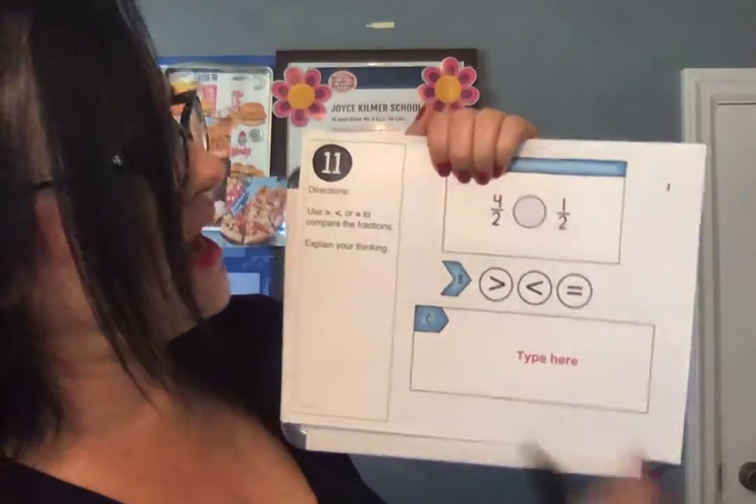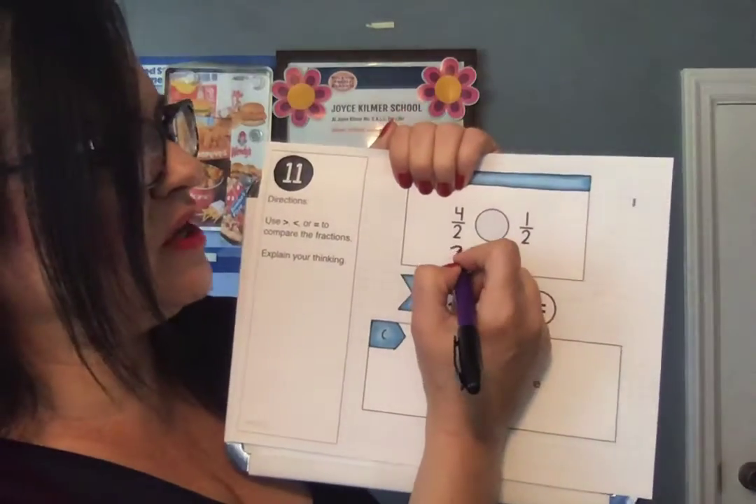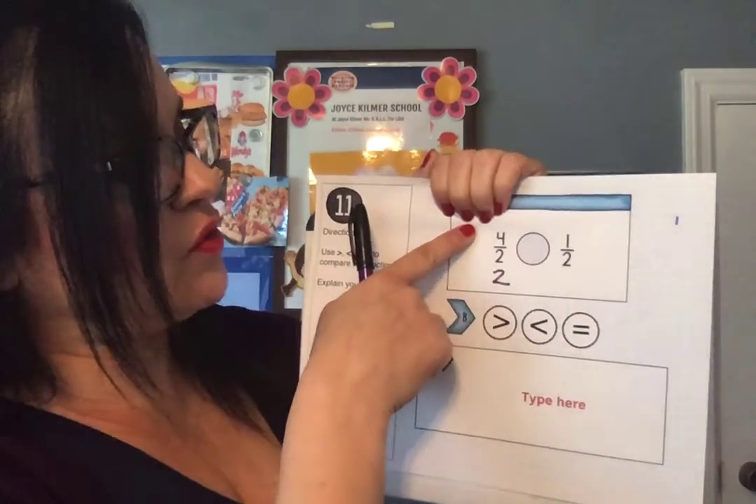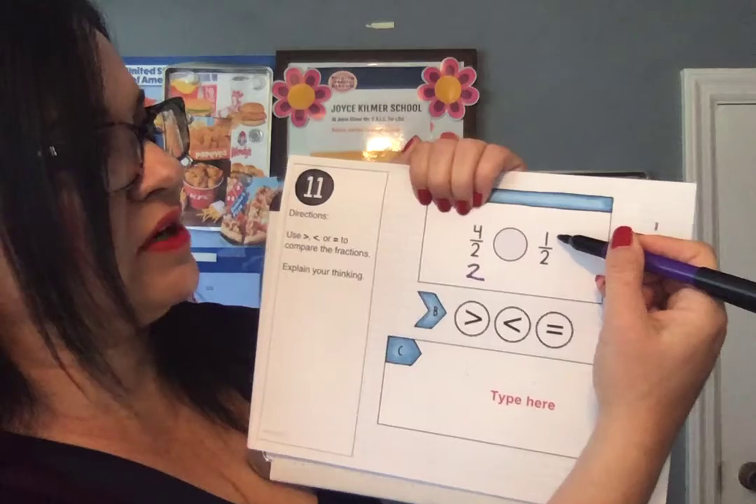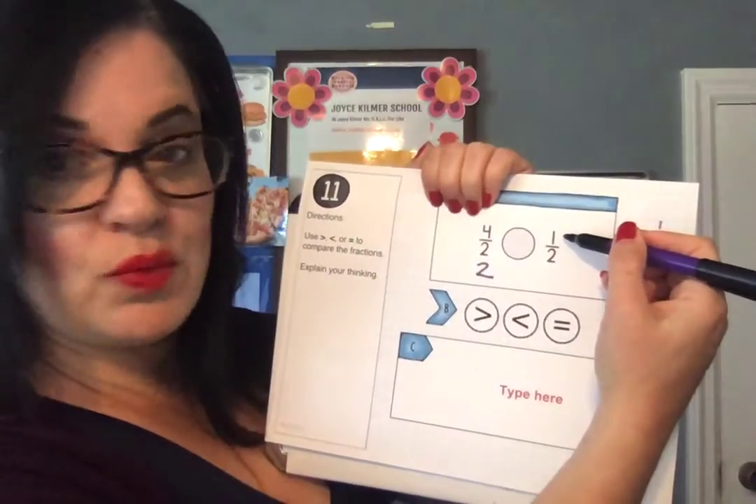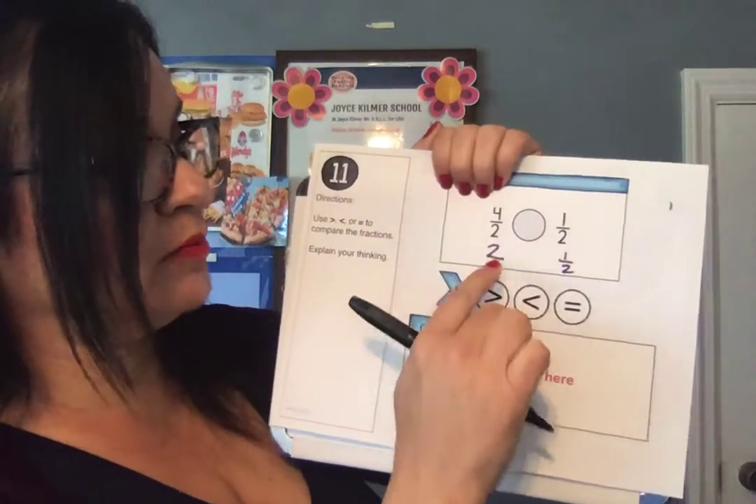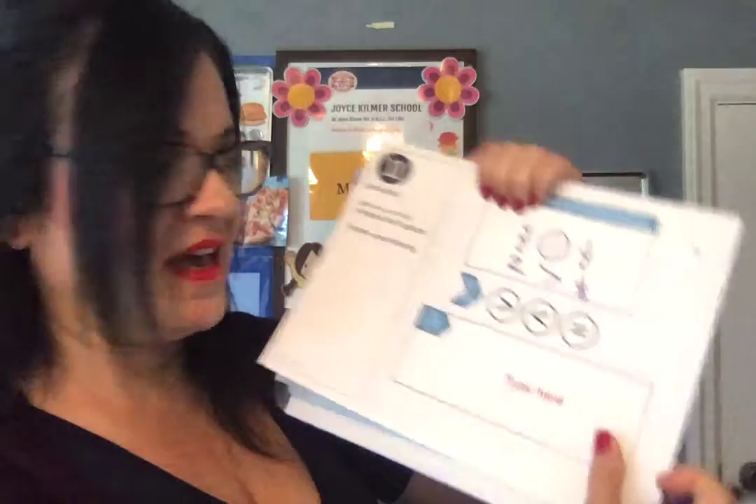All right, let's look at this problem. We have 4 halves. We know that 4 halves is 2. And how do we know to divide? Because when the numerator is greater, we divide. 4 divided by 2 is 2. And here we have 1 half. The numerator is 1. It's smaller, so we wouldn't divide. It would stay 1 half. Well, we know that the whole number 2 is greater than 1 half, okay?